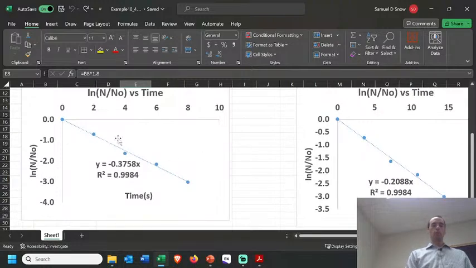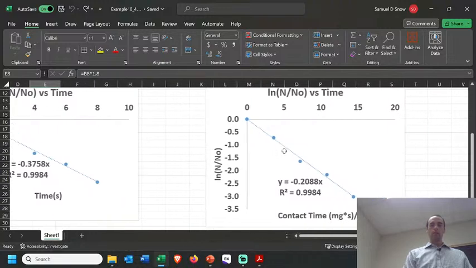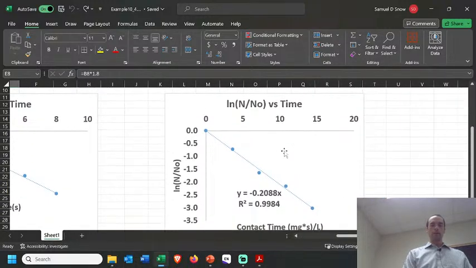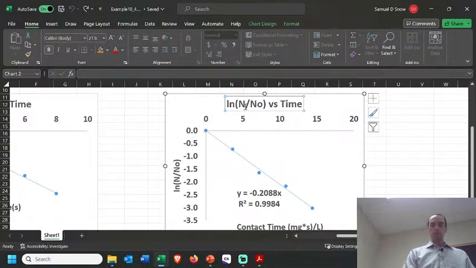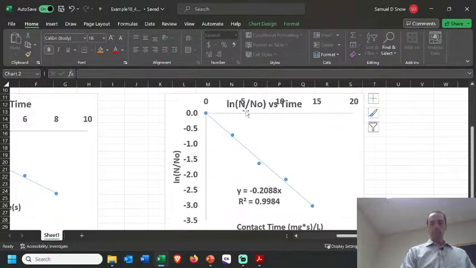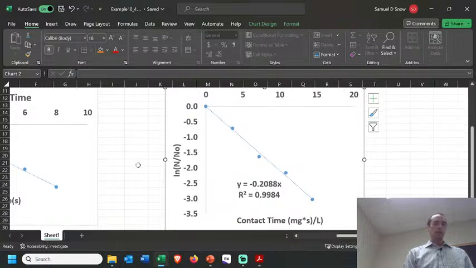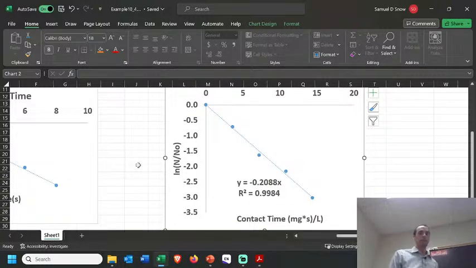So if I did it just by time, it looks like this. And if I did it instead by contact time, I'm gonna delete that. Then it's kind of the same deal. The data will look very similar. It's just on a different x-axis, right?